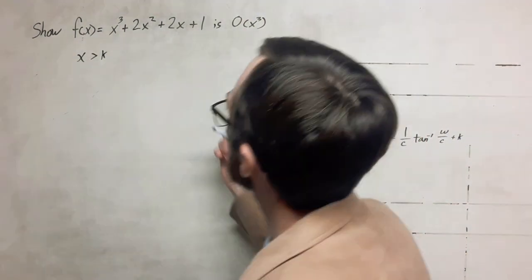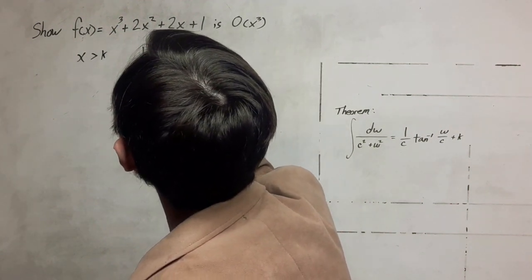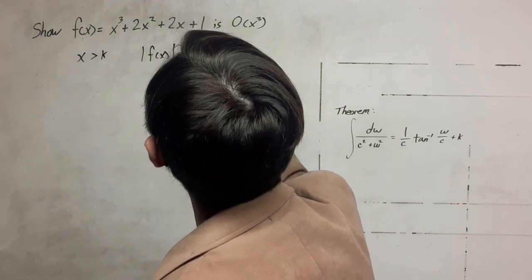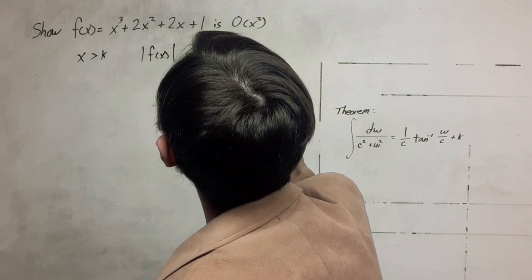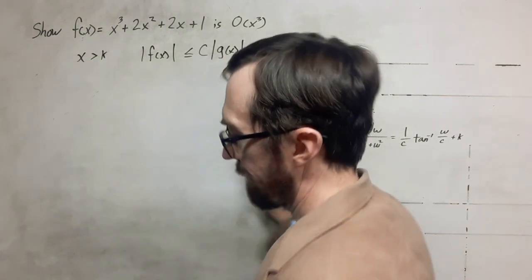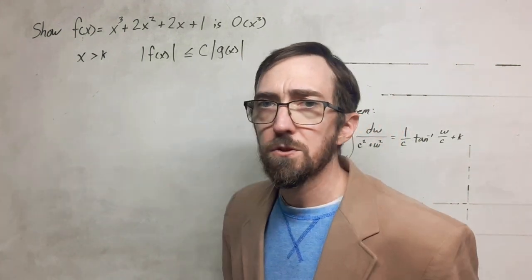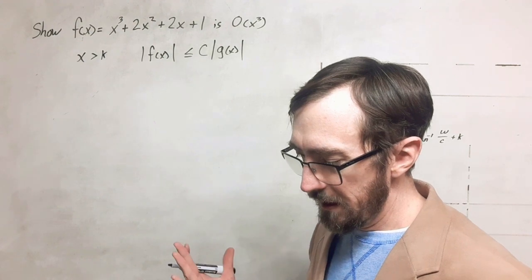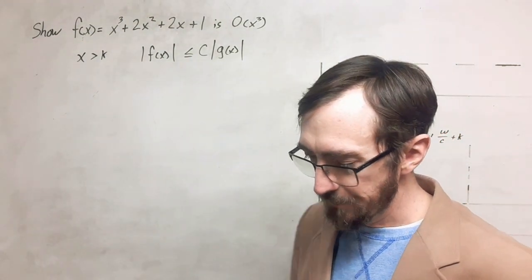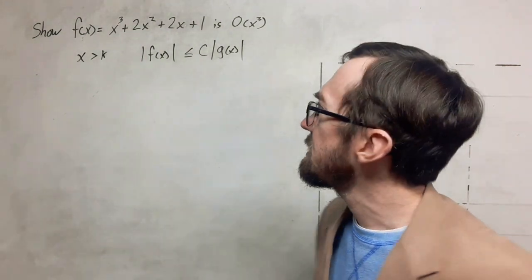So what we would like to have is that the absolute value of f of x is less than or equal to c times the absolute value of some other function when we have this condition. All right. If these conditions are met, then we say that f of x is big O of g of x if we have these values, which we call the witnesses.